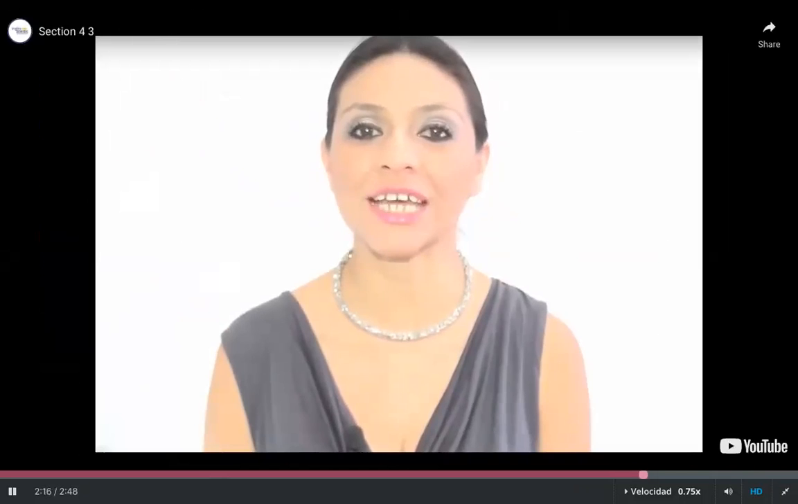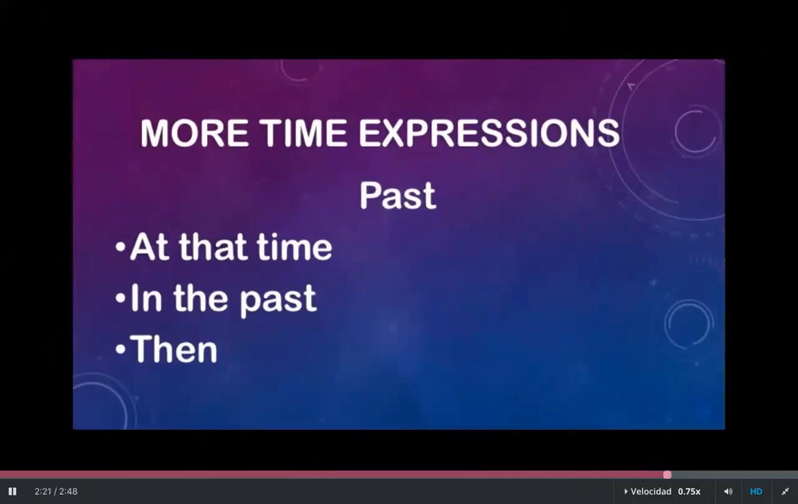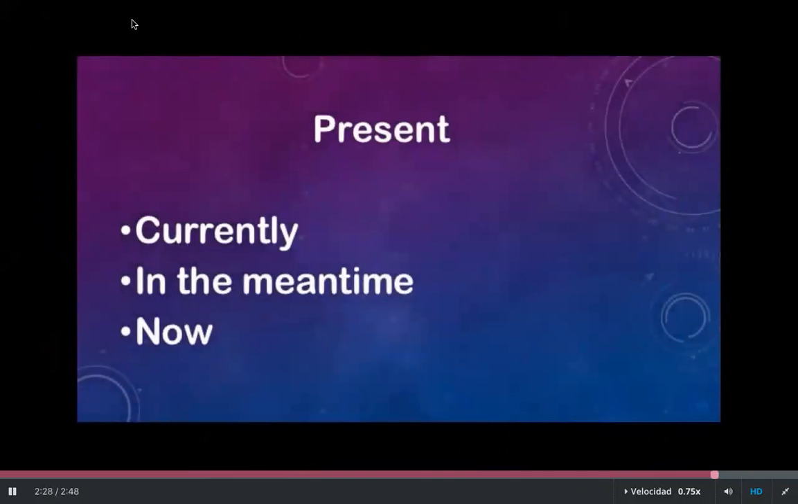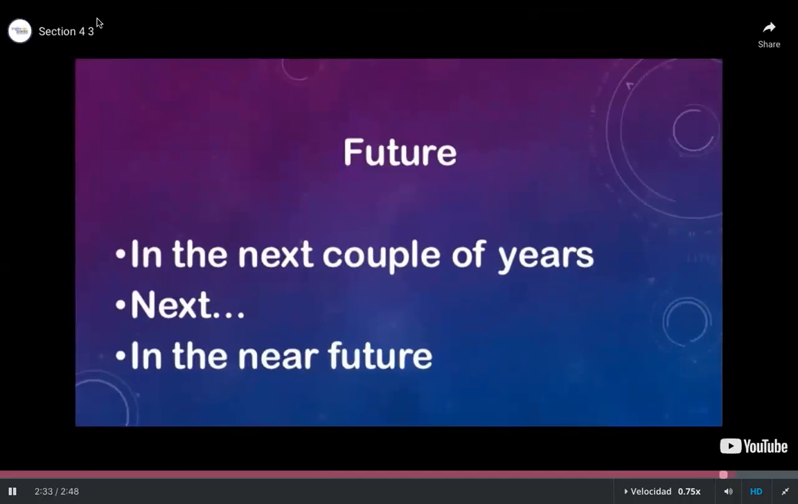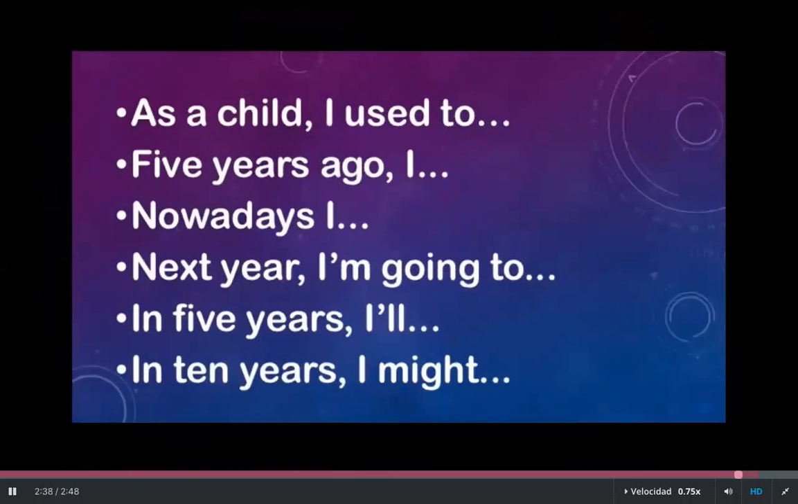We will now give you more time expressions that you may use with each tense. Past expression. At that time, in the past, then. Present expression. Currently, in the meantime, now. Future expressions, in the next couple of years, next, in the near future. Now we want you to write a short description about how has your life changed using the expressions below. Make sure you do it and present it to your teacher to make sure you did it right.